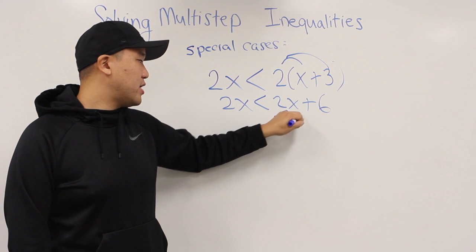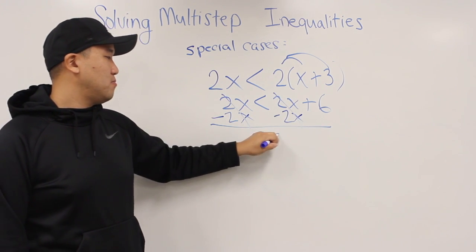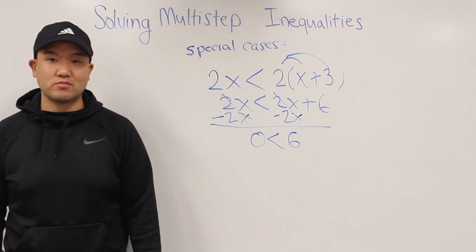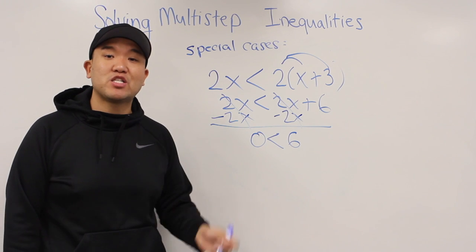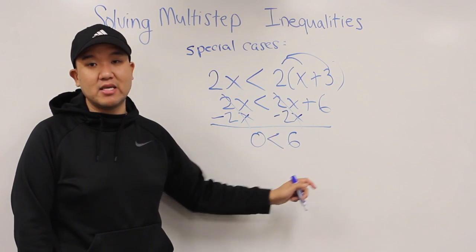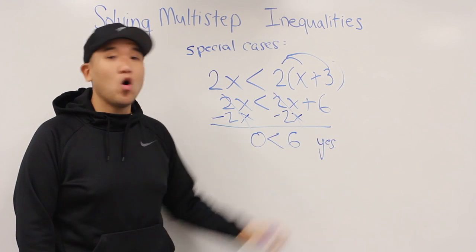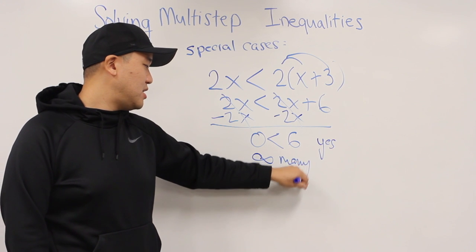So algebraically, we show that by subtracting 2x on both sides. My variables cancel out. That's what we want. So if the variables cancel out, we have to think to ourselves, special case. So we have to ask ourselves, is 0 less than 6? Yes. Always. So what's my answer? Infinitely many solutions. That means they all work.